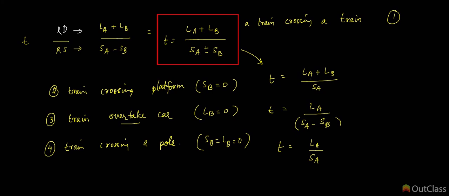And this is basically the approach and the formula for two objects with lengths crossing each other, or one might be overtaking the other, or they might be going in opposite directions and simply crossing each other. This is the formula.